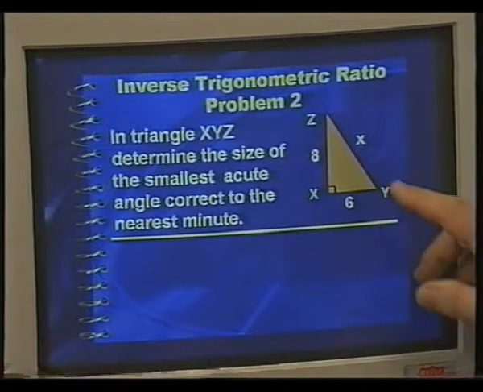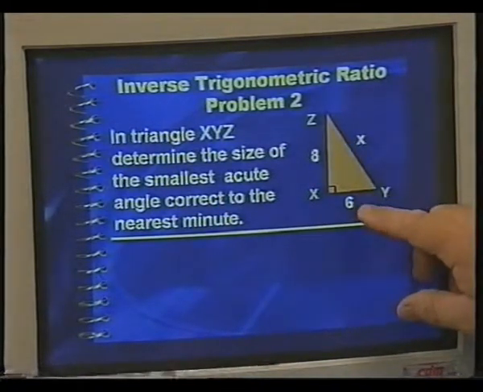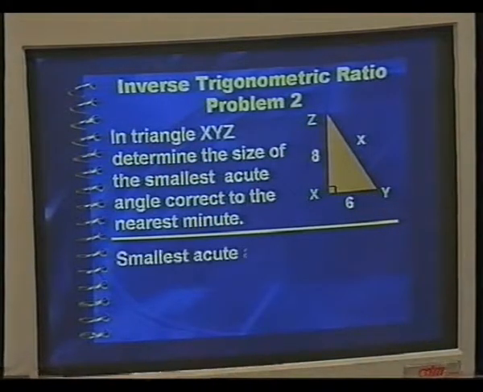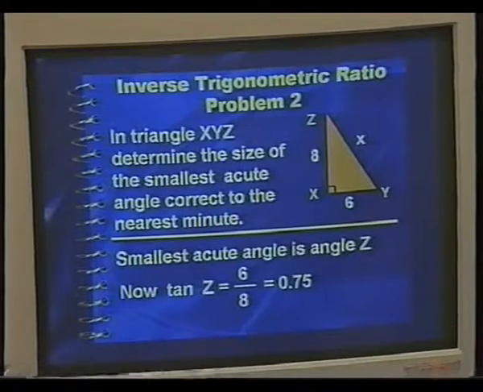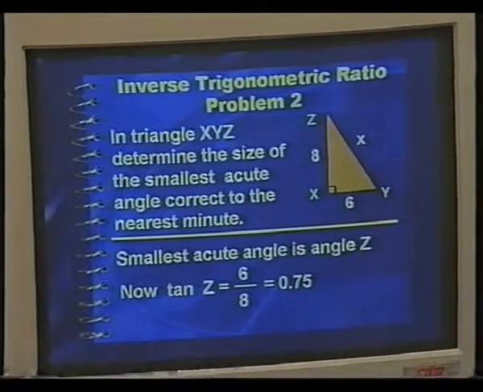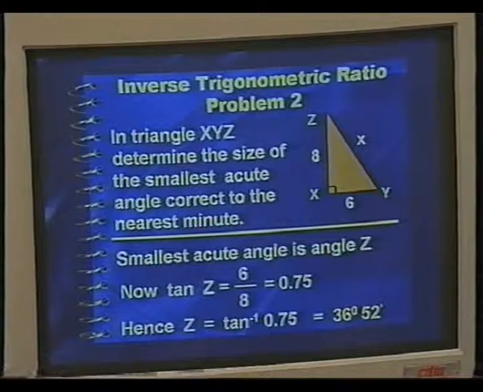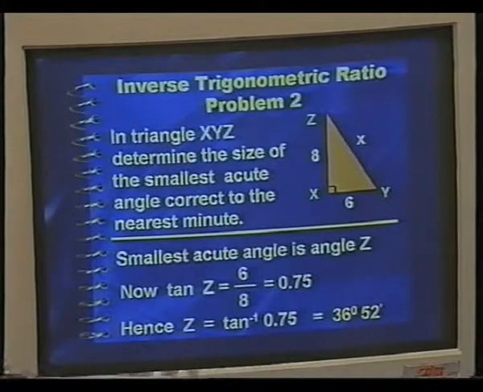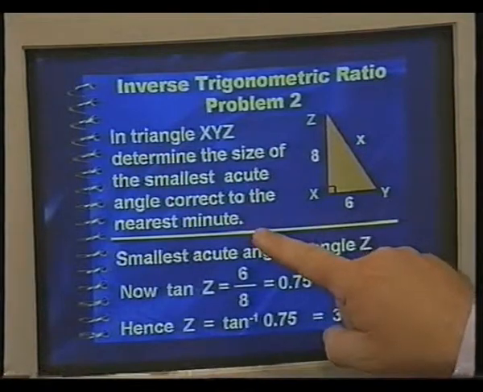For angle Z, we know that the tangent is 6 divided by 8, because the tangent is opposite over adjacent. So that will be written down here. We've got the smallest angle being Z. The tangent of Z is equal to 0.75. Then we have to use the inverse tangent. And if we press inverse tangent 0.75, we get 36 degrees and 52 minutes, because we have to get it to the nearest minute.